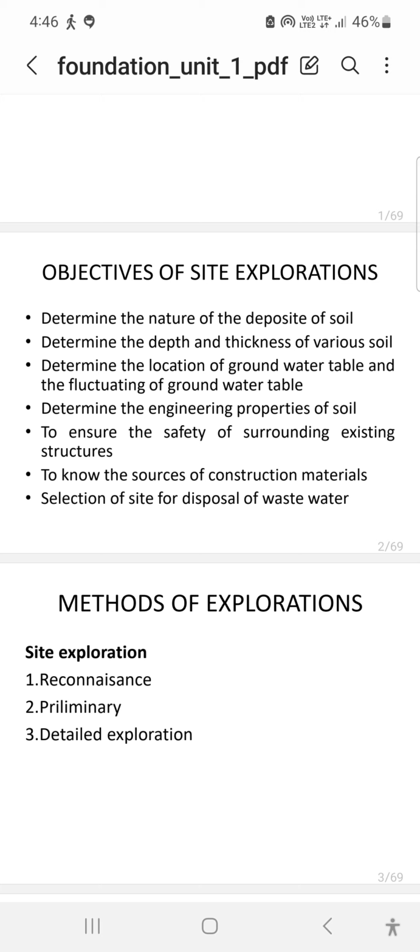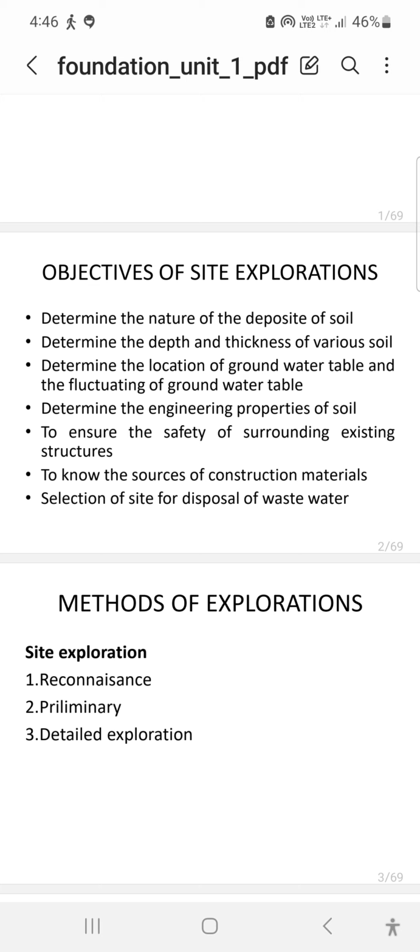Then we have to ensure the safety of the surroundings and existing structures. Before that, we have to know the sources of construction materials. Then we have to select the site for disposal of wastewater. Then we have to talk about the methods of exploration.